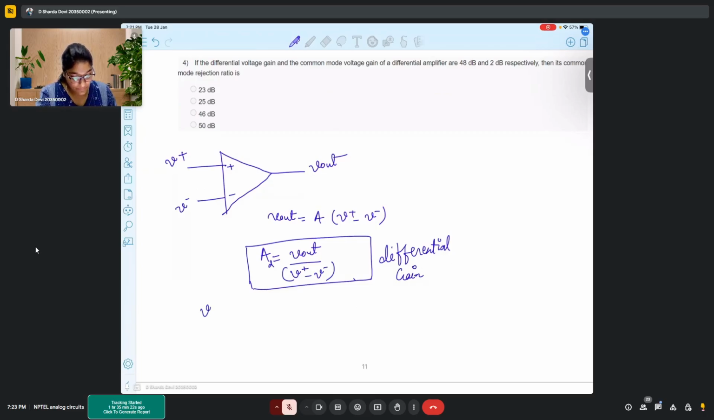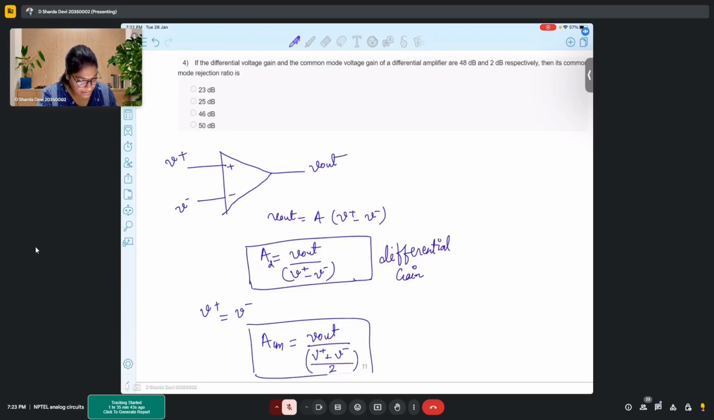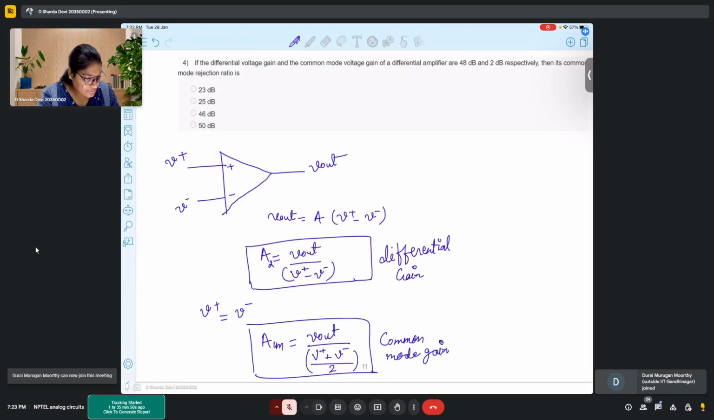But let's say your V plus and V minus is equal. Okay. Then the gain that you find, we call it ACM or common mode gain. It is given by V plus V minus by 2. This is what is called common mode gain. So these are two types of gain available in your op-amp. Okay.